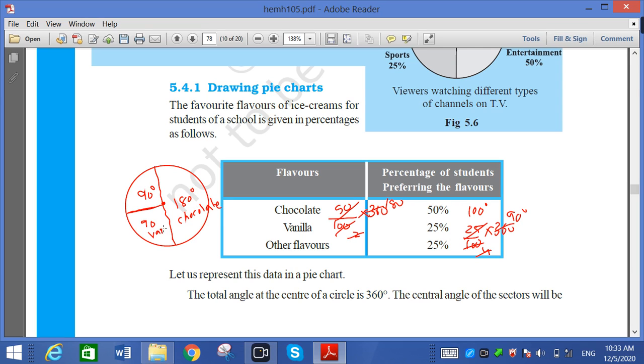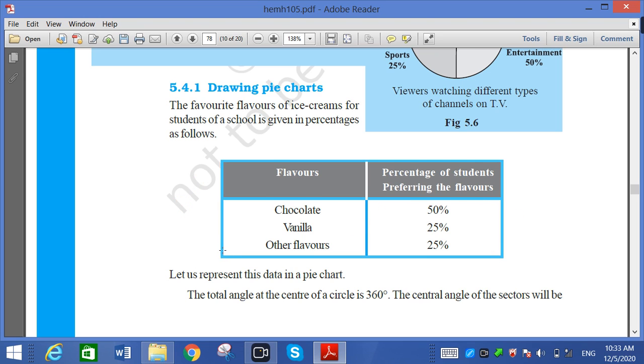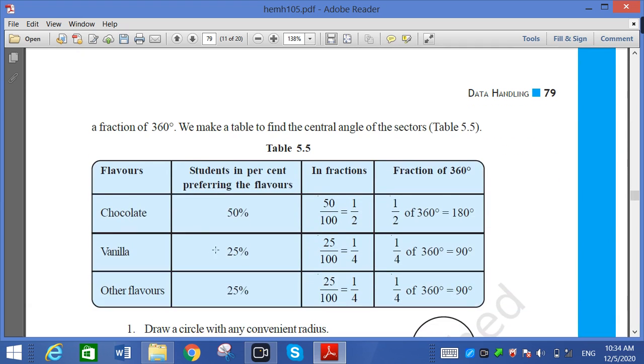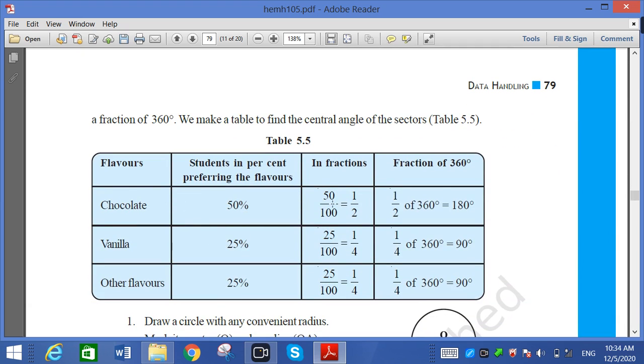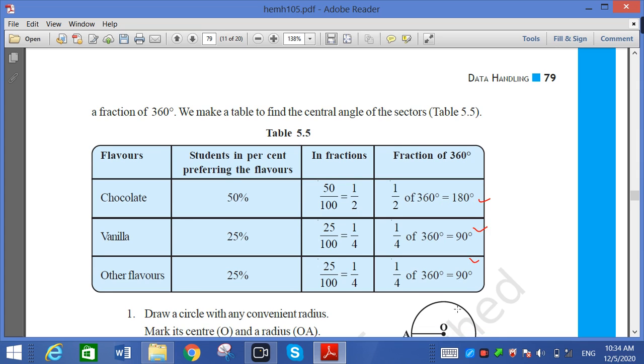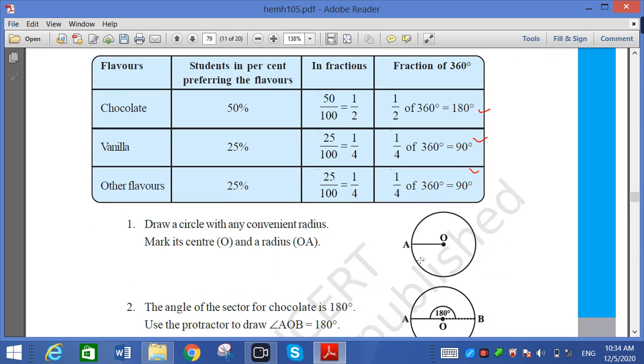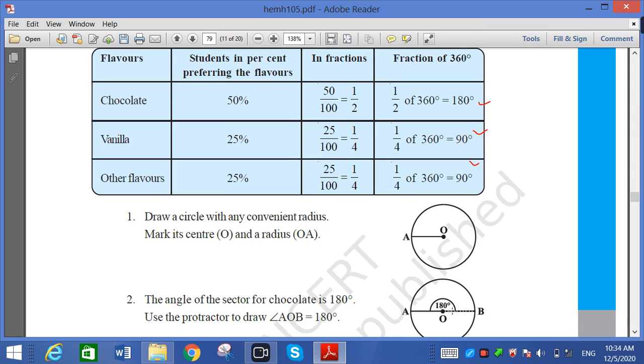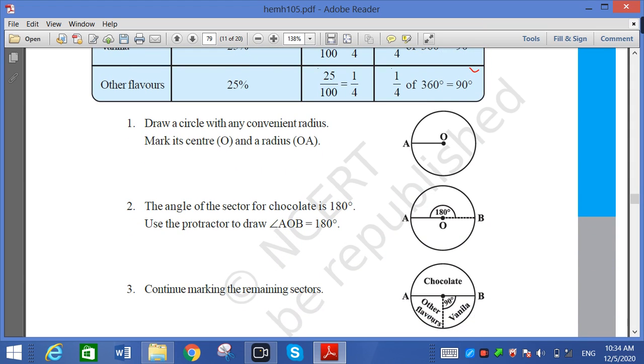Vanilla, again we have to write vanilla, and other flavors. That we have to draw a pie chart. Let me see whether they are doing it like that or not. So chocolate 50%, 50 upon 100, 1 by 2, 360, 180, 90 and 90. So they are drawing one circle with center O, drawing a radius, that is 180, and the flavors' values are the same thing we are doing.